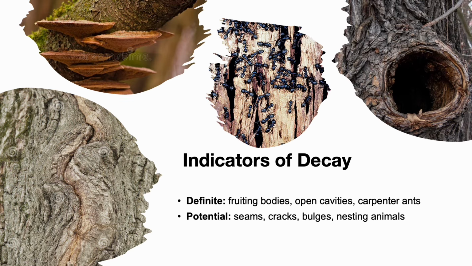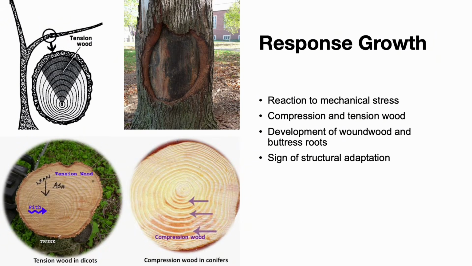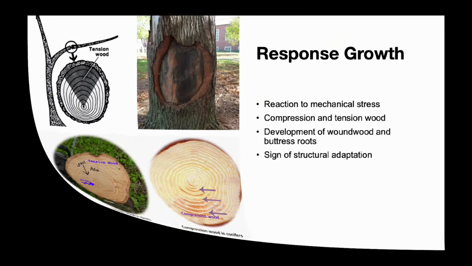Definite indicators include fruiting bodies, open cavities, and carpenter ants. Potential signs include cracks, seams, or nesting animals. Trees react to stress by growing new wood where it's needed. Compression and tension wood help balance loads from wind and gravity. Bulges or ribs may form around decay or cracks. Wound wood forms after cambial injury and is dense and resistant to decay.